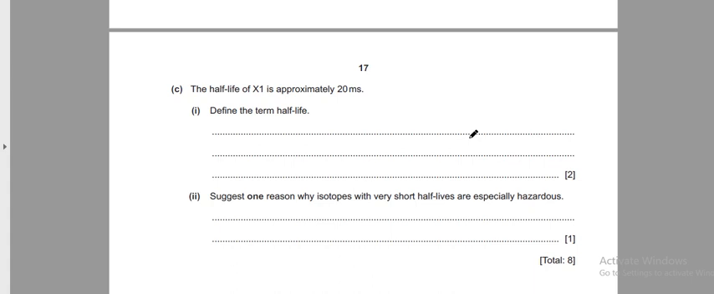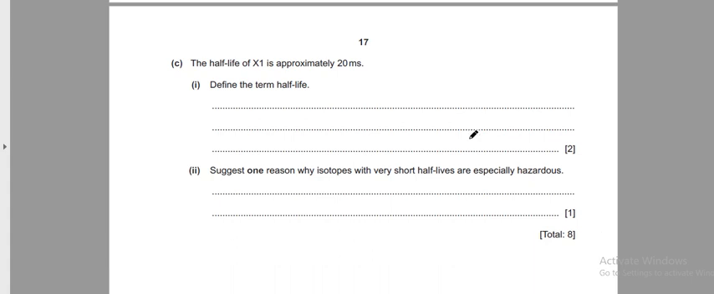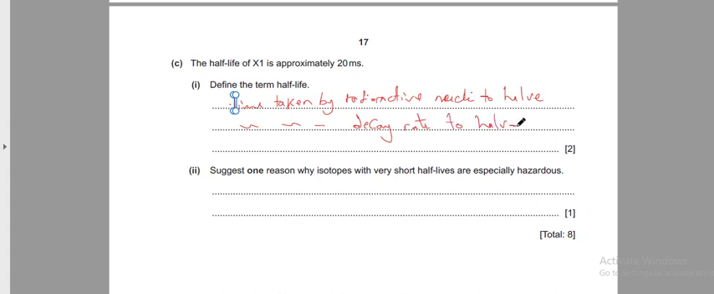Half-life of X1 is approximately 20 milliseconds. Define the term half-life. It is the time taken by the radioactive nuclei to decay to half, or the time taken by the decay rate to fall to half.